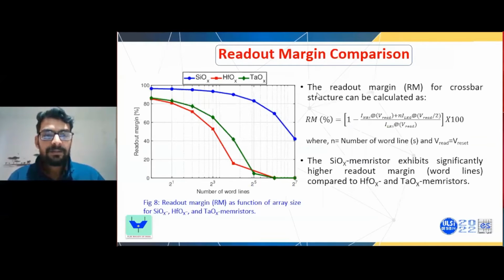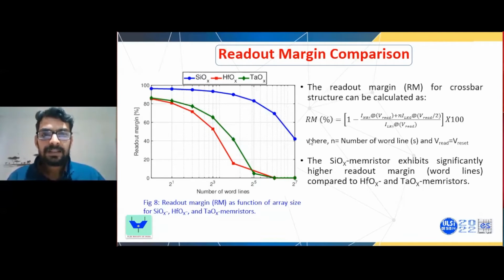Readout margin. We have calculated the readout margin using the readout margin formula. This is 1 minus I_HRS, the current in high resistance state at V_read, plus N, where N is the number of word lines. So I_leakage is the leakage current at V_read by 2, divided by I_LRS at V_read. This I_LRS is the low resistance current at V_read. V_read is equal to the V_reset we have chosen, and we multiply by 100 to get the percentage readout margin.